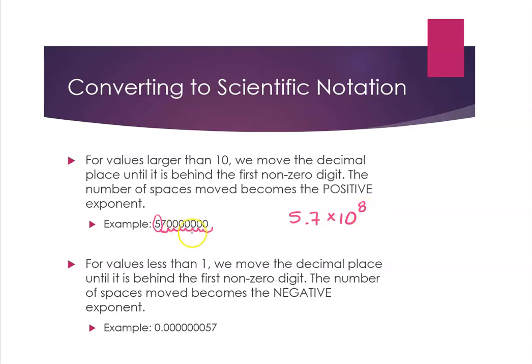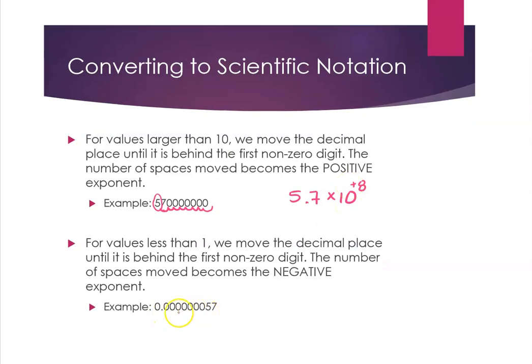It is a positive 8 because my number here is greater than 1. The zeros started behind the non-zero digits. So if your zeros are behind your number, it's a positive exponent. So this is just 8. You can put plus 8 if you want to. It doesn't make any difference.